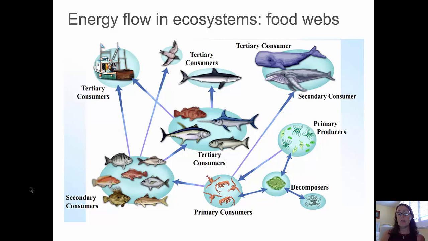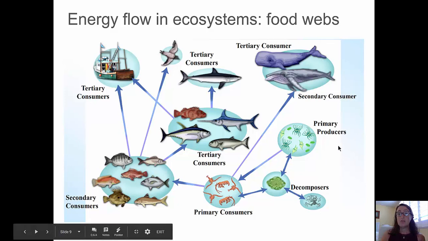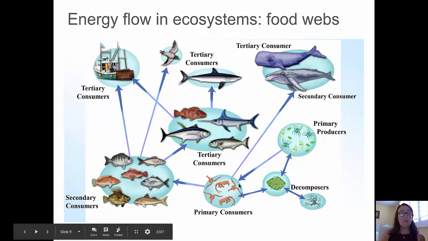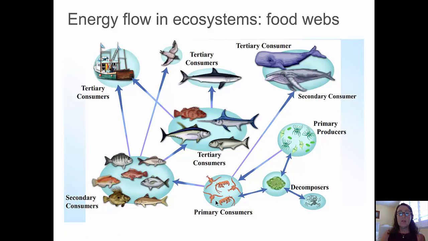So here we have a marine food web primarily, and over on the right side, we see our primary producers. So that would be the algae and other things that are living within the water column. And those are going to be eaten by the primary consumers. So we have some plankton and other small organisms that are living within the water column. Those would be eaten by the secondary consumers.